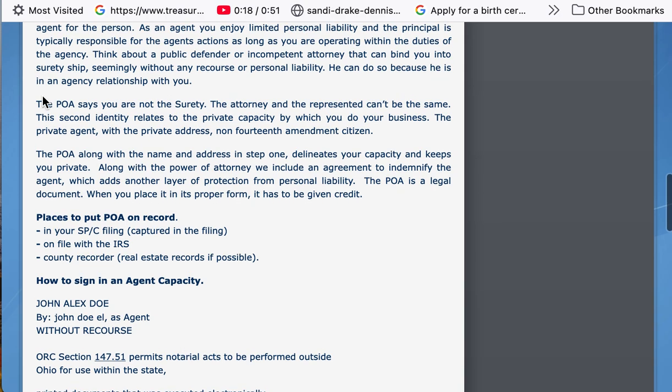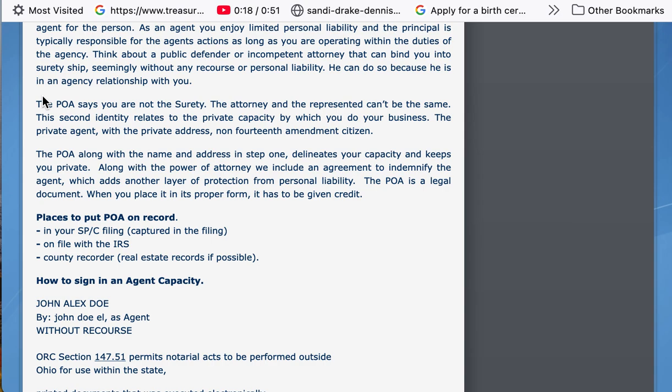The power of attorney says that you are not the surety. The attorney and the represented can't be the same. This second identity relates to the private capacity by which you do your business. The private agent with the private address, the non-14th Amendment citizen. The POA, power of attorney, along with the name and the address correction in step 1, delineates your capacity. I'm talking about the legis that you're operating from. It delineates your capacity and keeps you private.